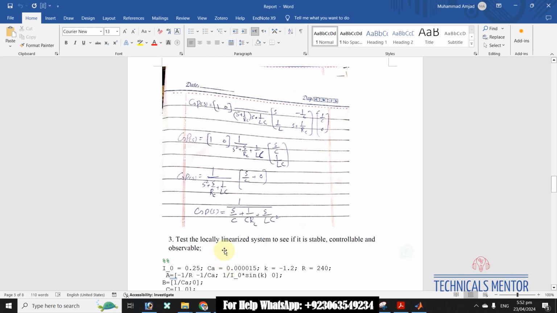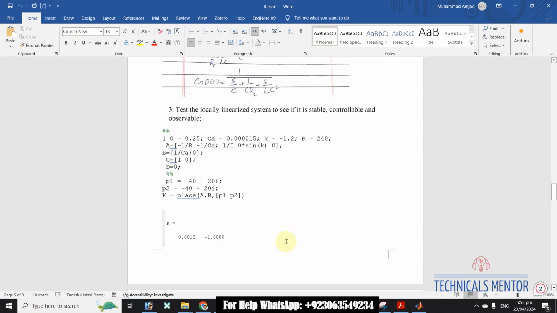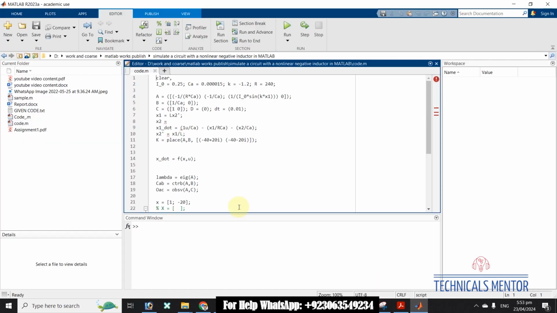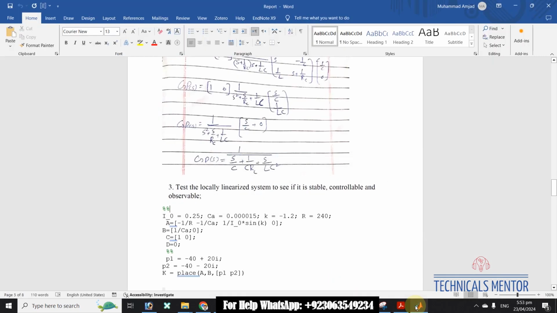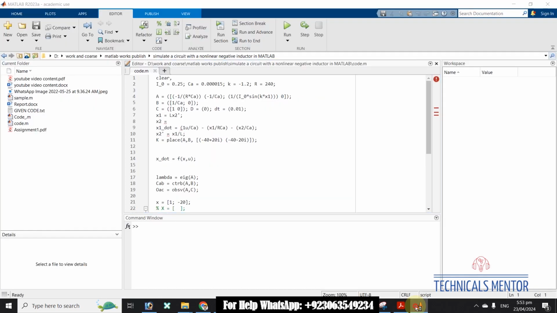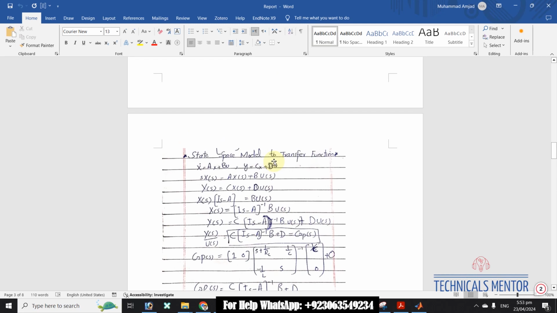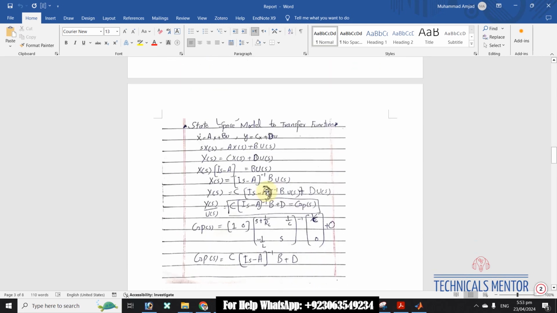Now we test the locally linearized system to see if it is stable, controllable and observable. We wrote a code containing the matrices we already wrote here.